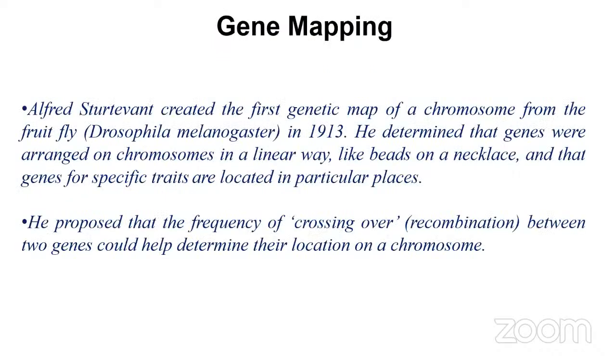As we have discussed in our theory classes, gene mapping was discovered by Alfred Sturtevant by working on the organism named Drosophila melanogaster. He used the frequency of crossing over or recombination. So the frequency of crossing over or recombination was used for gene mapping, which is nothing but mapping the location of genes on the chromosome.